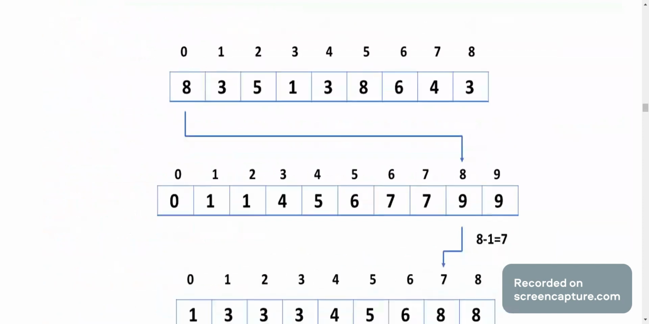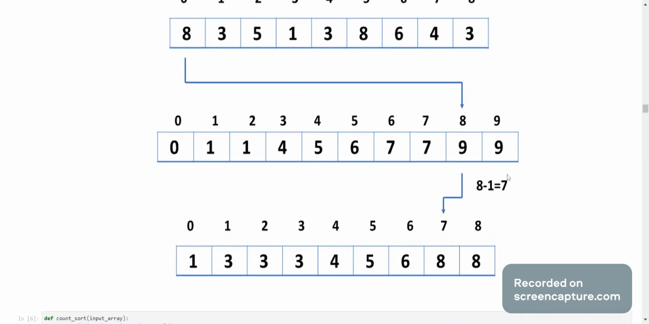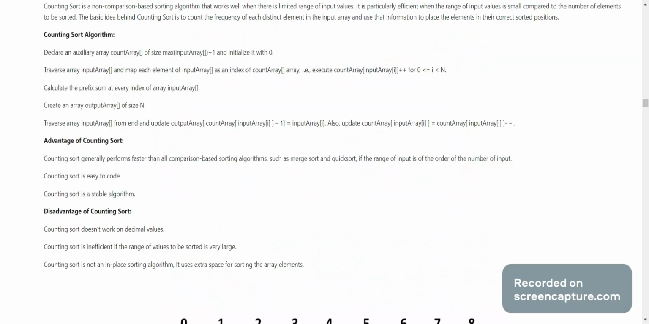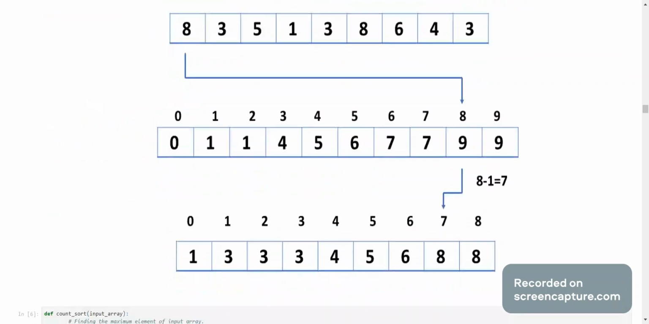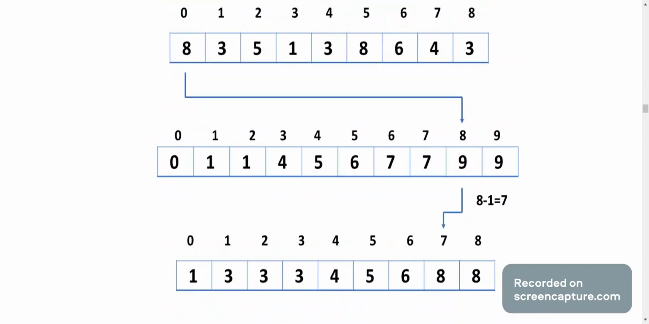Alright, so as you can see, we have this input array. And we've basically indexed a separate array from 0 to 9 to conveniently fit the max size plus 1 of the input array. It's not shown on this diagram, but you initialize this array of size 0 to 9 with zeros. And then as you traverse the input array, you'll notice with this arrow right here from the 8 within the input array to the 8th index of the count array, it's mapped out accordingly to frequency. And this step here, 8 minus 1 is equal to 7, this is your prefix sum that I mentioned. Calculate the prefix sum at every index. And when you do this, you get back to your input array and you're able to sort it.